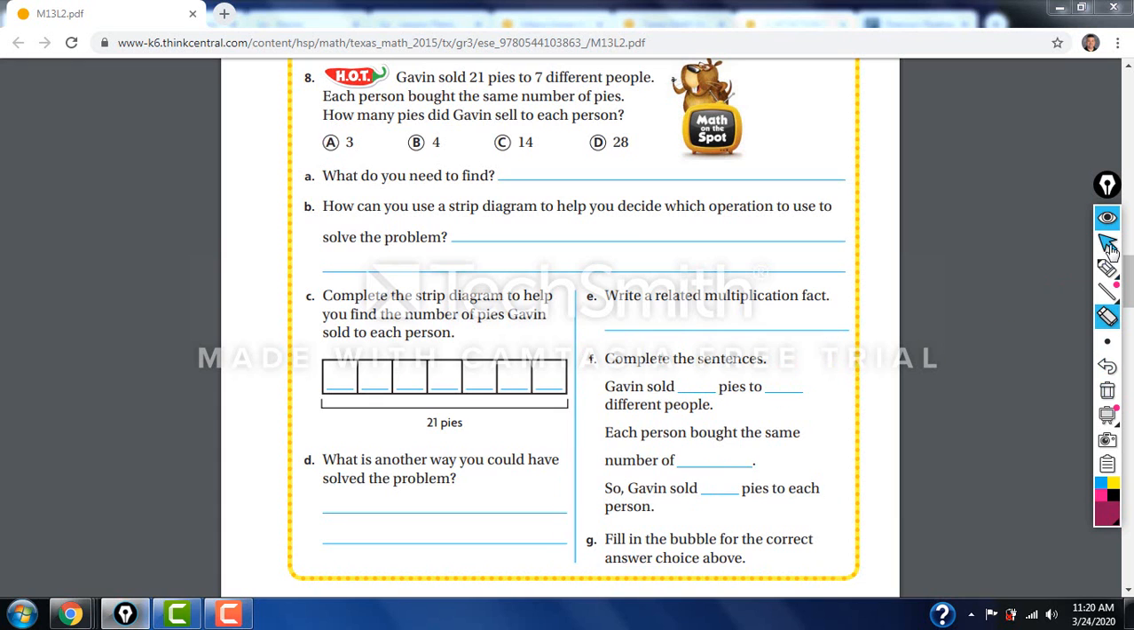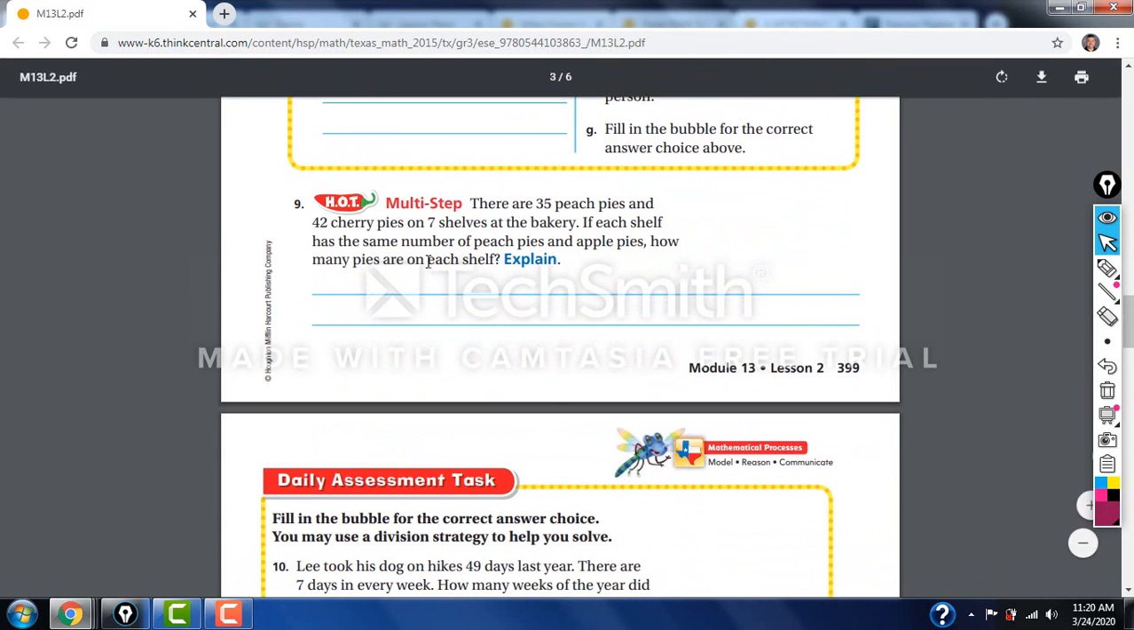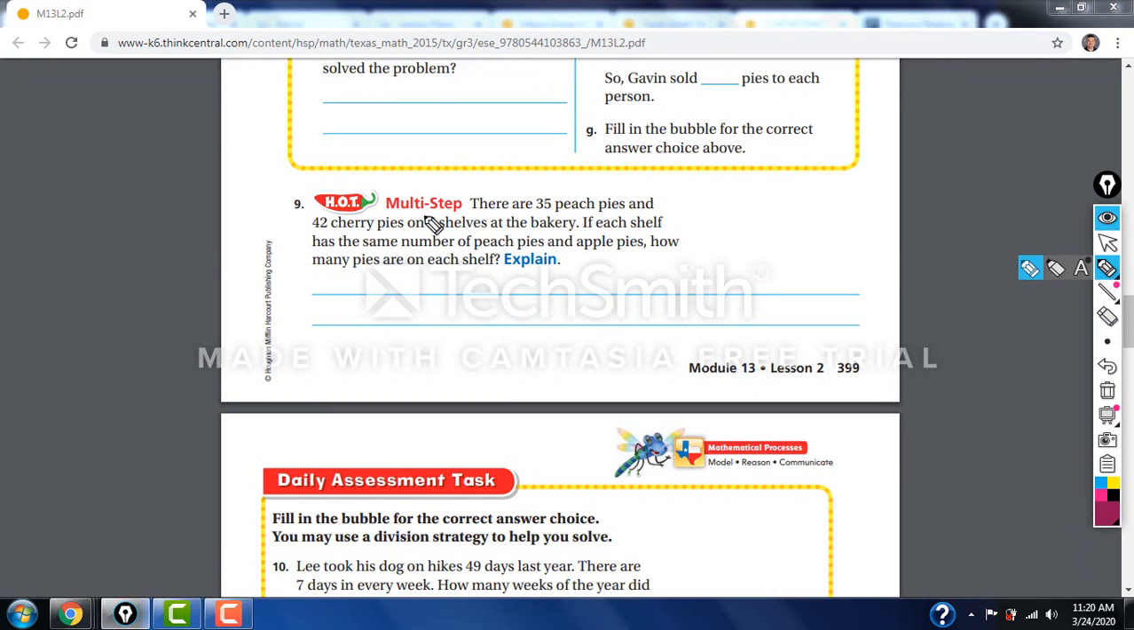Let me clear that for you. Scroll down. Okay, we have a multi-step problem. Let's take a look at that. Multi-step, we already know there's going to be more than one step. So there are 35 peach pies and 42 cherry pies on 7 shelves at the bakery. If each shelf has the same number of peach pies and cherry pies, how many pies are on each shelf? Explain.